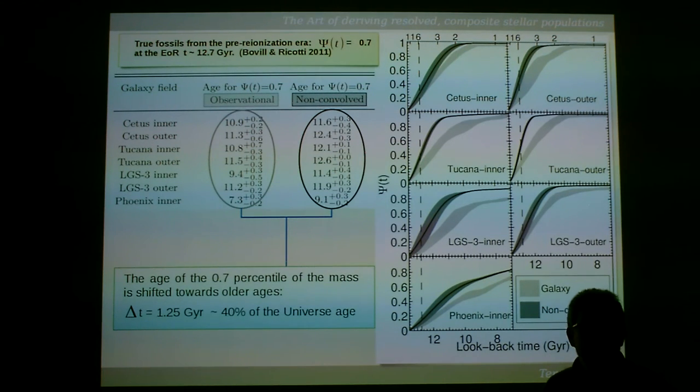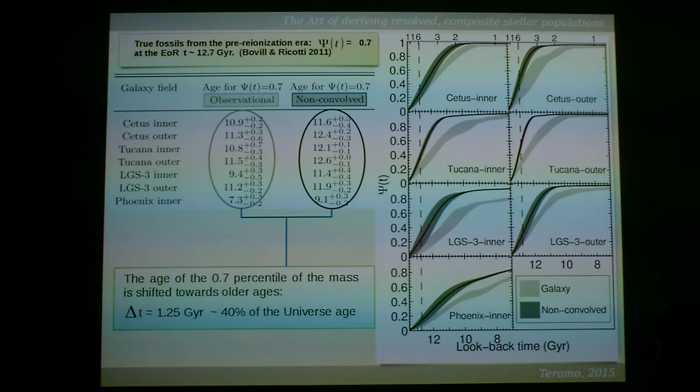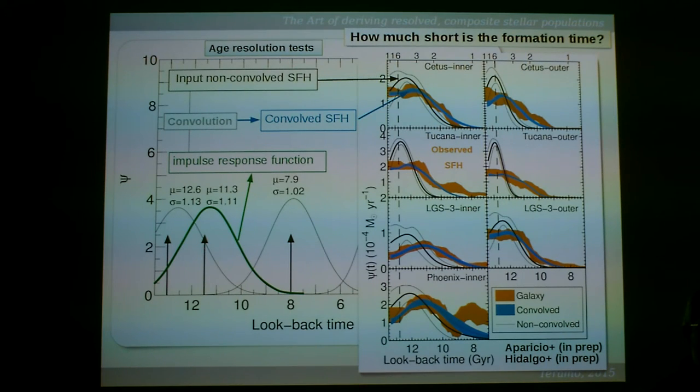Sorry, another curiosity on the previous slides. When you adopt the convolved star formation history, you get a very good reproduction of the first three galaxies. Well, because we are interested only in the main bulk of the star formation history. Because there is a more extended star formation history here, for sure.